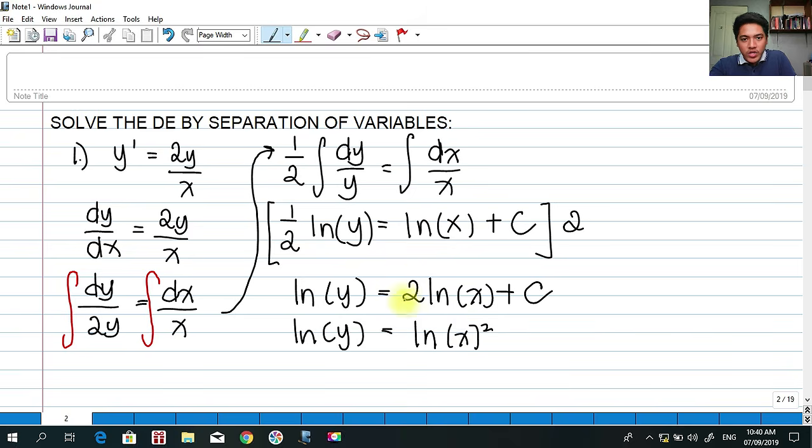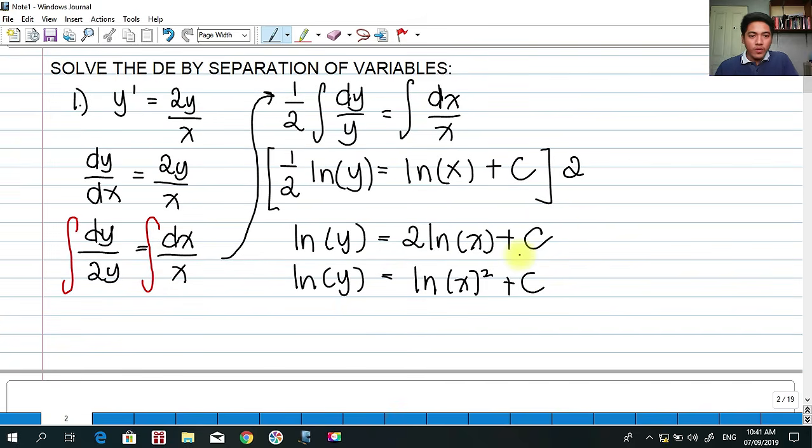So whatever the coefficient here, you can always rewrite it as the exponent inside the logarithmic sign. So we have plus c. Now, our main goal, since both the y and the x are in terms of ln, I could simplify them by eliminating the natural logarithm sign by raising both sides of the equation to e.